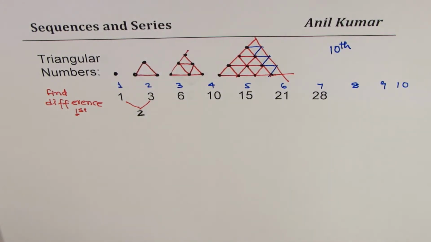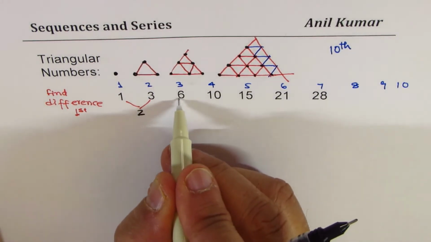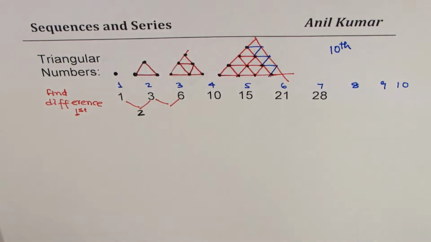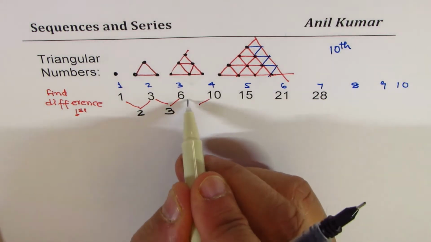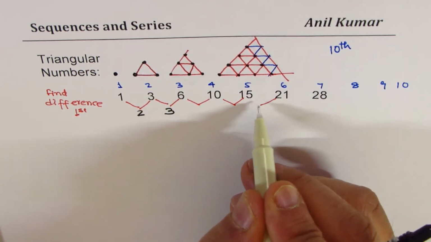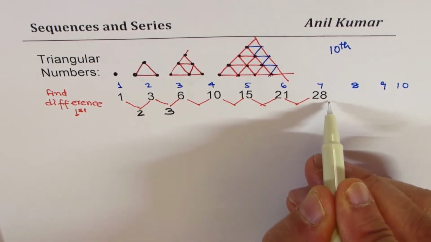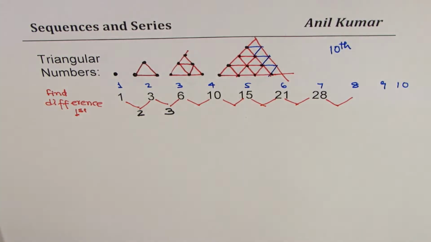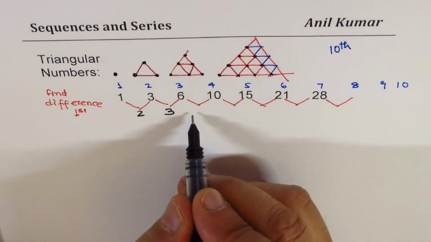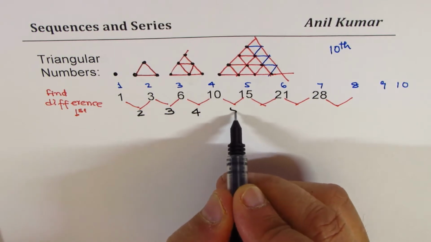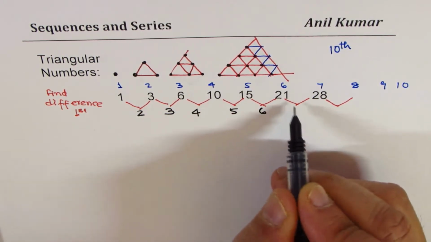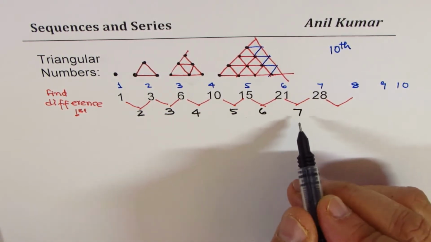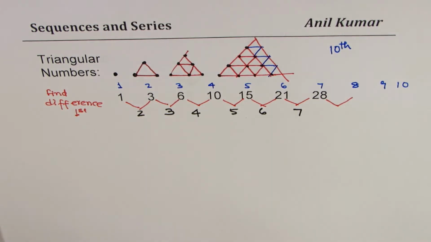Then you do the same thing for the next terms. What is 6 take away 3? 6 take away 3 is 3. And then do 10 take away 6, 15 take away 10, 21 take away 15, 28 take away 21. Like this, right? So let's see the pattern. 10 take away 6 is 4, 15 take away 10 is 5, 21 take away 15 is 6, and then you get 7. Of course, next number, what should it be?